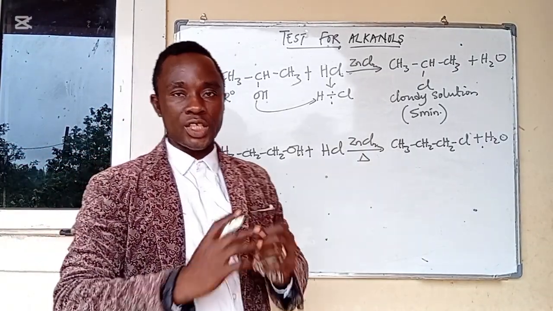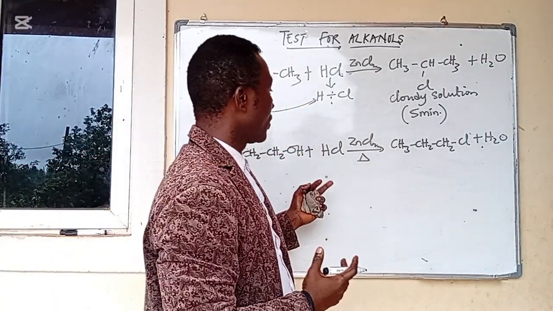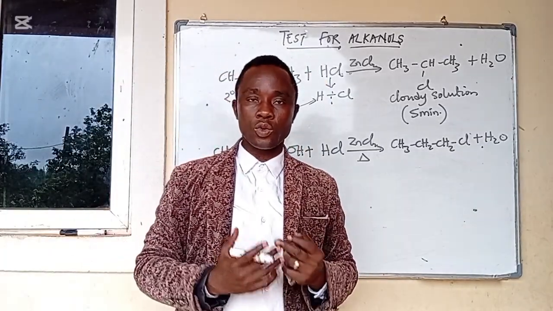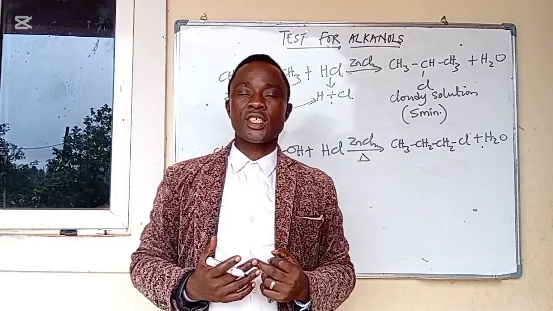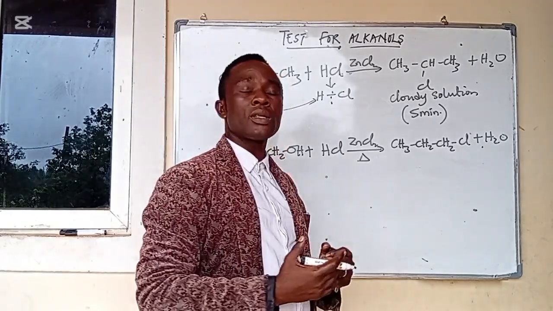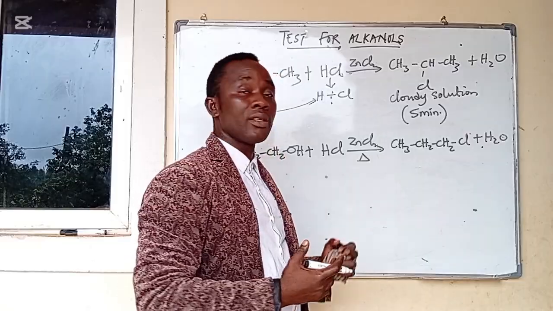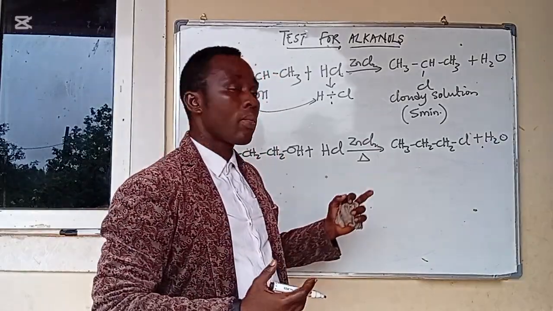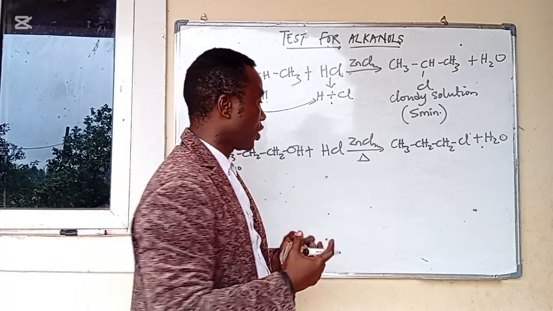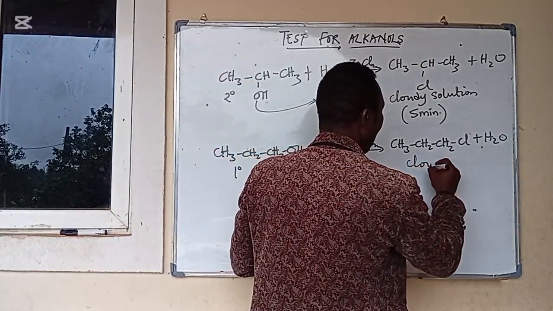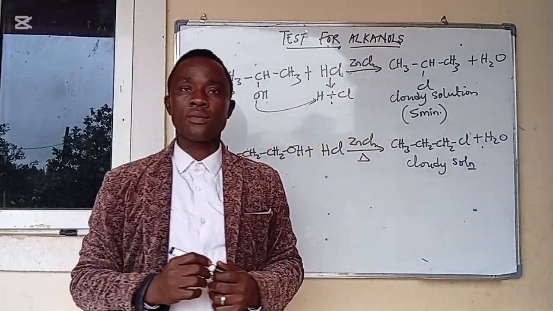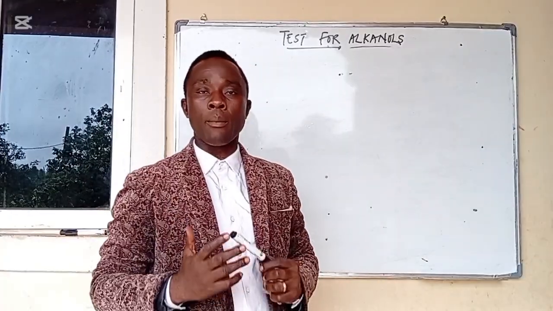But in general, we say that alkanols react with Lucas reagent to give a cloudy solution. Tertiary alkanols react immediately, which is the fastest. Secondary alkanols react after 5 minutes, while the primary alkanols require heat for them to even react to give a cloudy solution. So that is it.